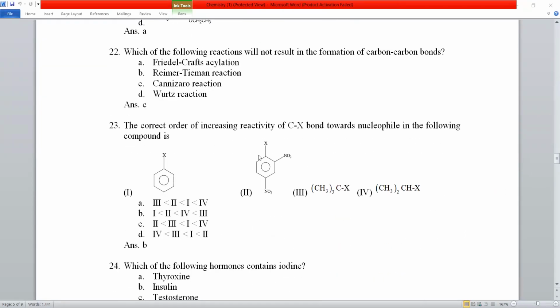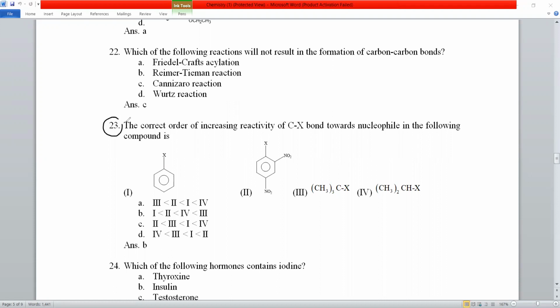Question number 22. Which of the following reactions will not result in the formation of a C-C bond? Friedel-Crafts alkylation, C-C bond formation is taking place. Reimer-Tiemann reaction also, salicylaldehyde, C-C bond formation. Kolbe-Schmitt reaction, no. Wurtz reaction also C-C bond formation. So the answer should be C. Why? Because here the products obtained are alcohols as well as carboxylates. So there is no C-C bond here.